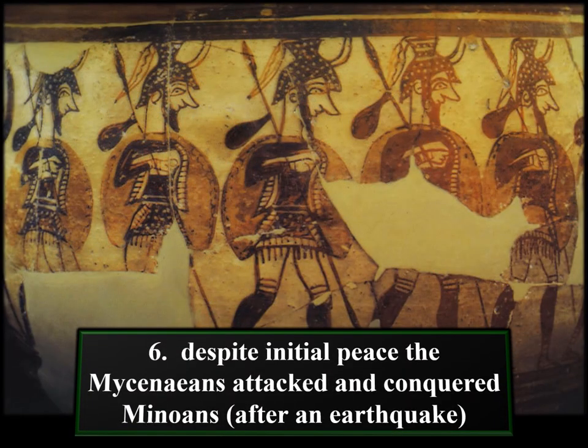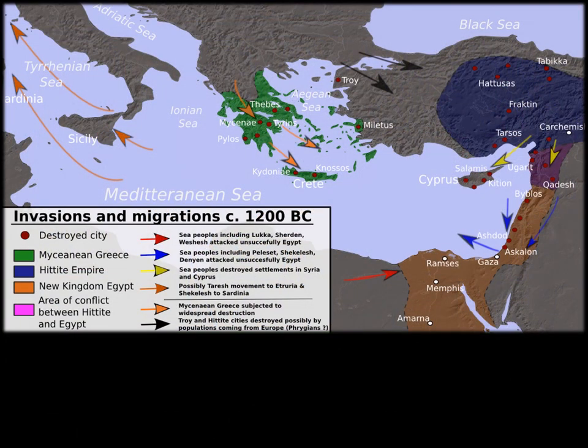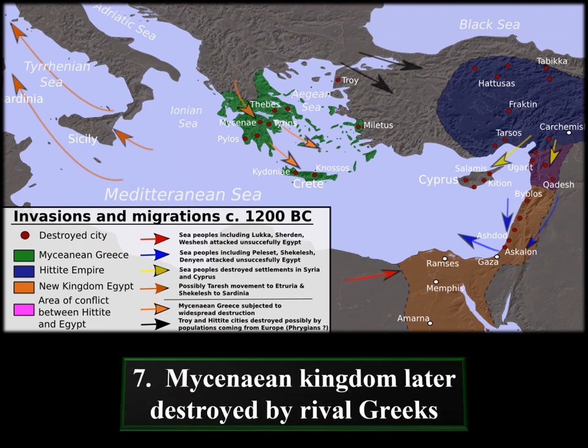Despite initial peace, the Mycenaeans attacked and conquered the Minoans after an earthquake, and it is believed that the Mycenaeans brought down the Minoan culture on the island of Crete, taking over the region. They were more warlike, the Minoans were not, and therefore they were able to take over fairly easily. The city of Mycenae and its own kingdom eventually will later be destroyed by other rival Greek kingdoms.